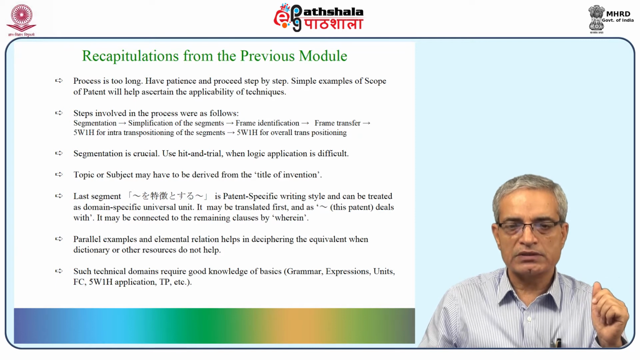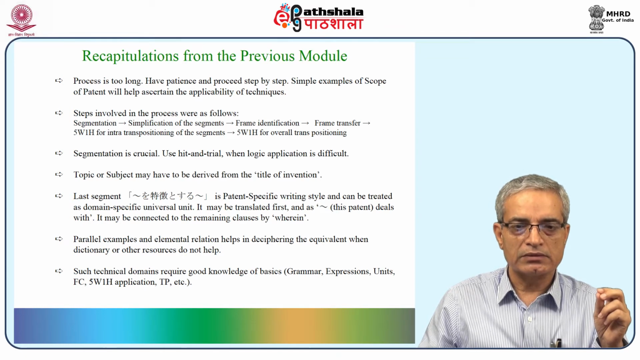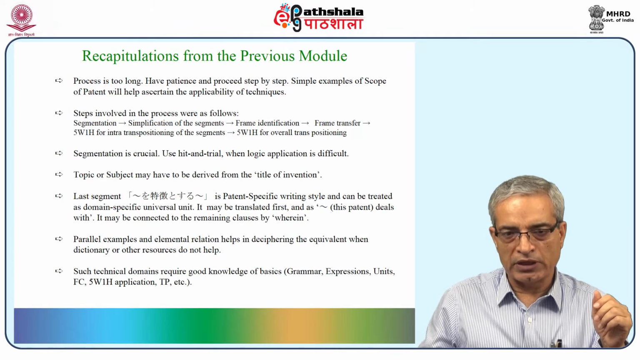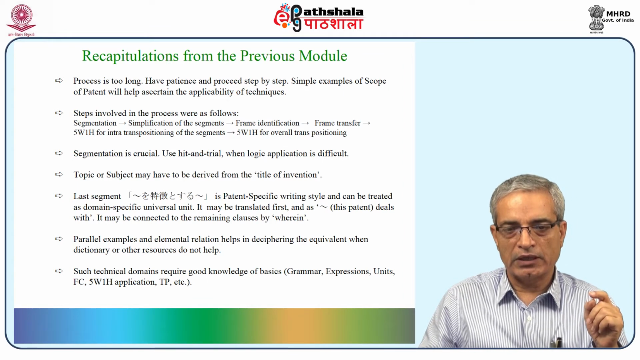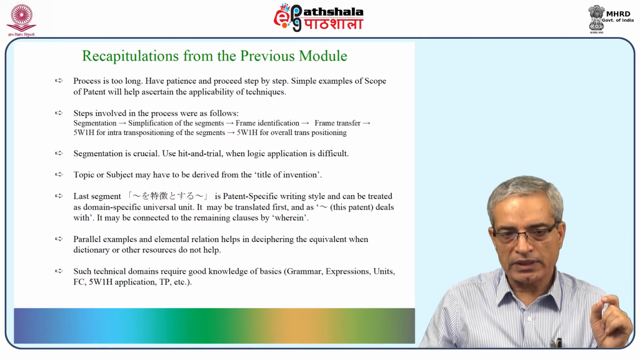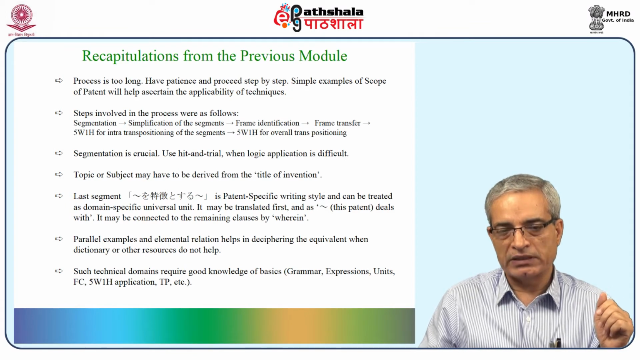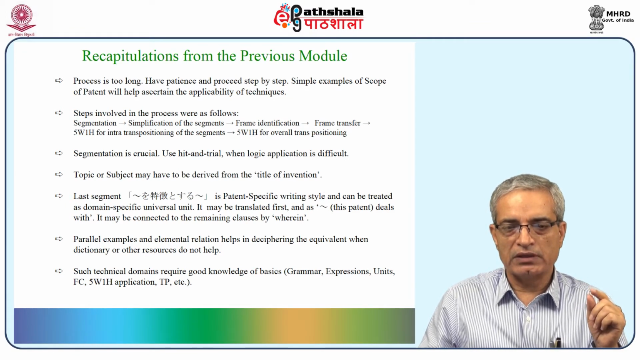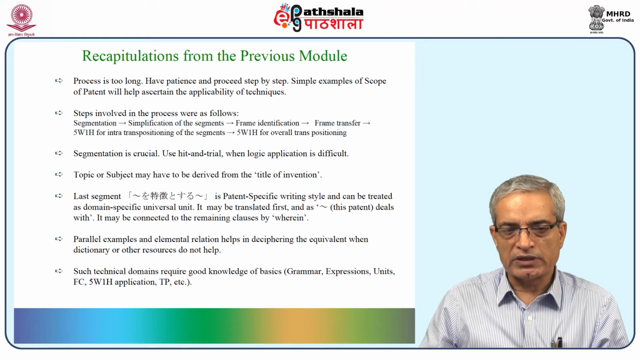It may be translated first as "this patent deals with", and then it can be connected to the remaining part by "wherein". Parallel examples and elemental relation help in deciphering the equivalent when dictionary or other resources do not help. Such technical domains, meaning patent, legal or medical, require good knowledge of basics. So one has to be very clear about grammar, expressions, units, frame capturing, 5W1H application, transpositioning, etc. These basics should be very clear to the translator.